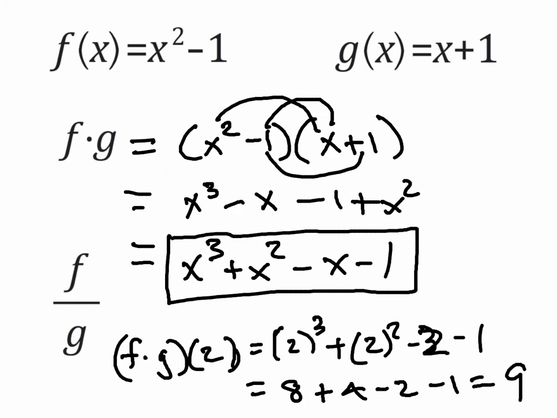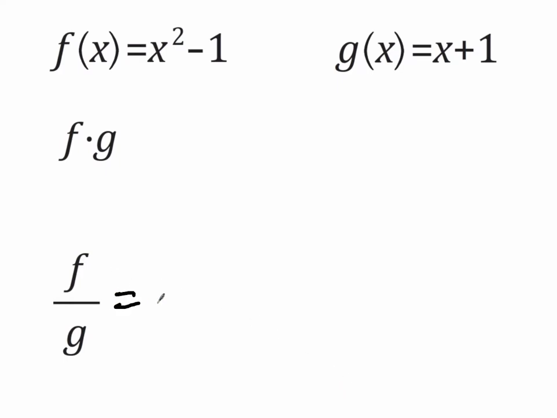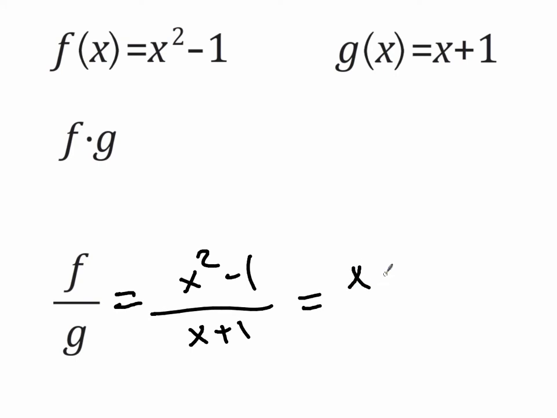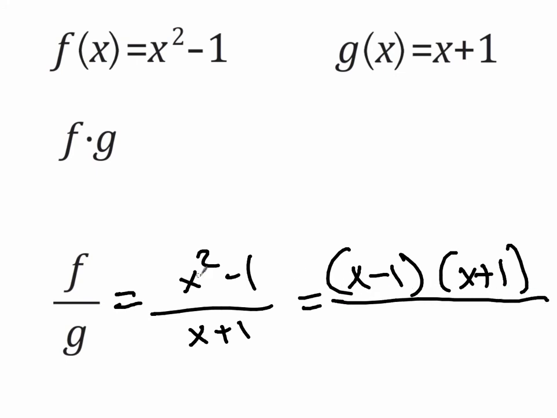Okay, let's do f divided by g of x. That would be x squared minus 1 over x plus 1. And x squared minus 1 is the same thing as x minus 1 times x plus 1, because it's a difference of perfect squares, all over x plus 1. These two things are going to cancel out, and f divided by g is equal to x minus 1.